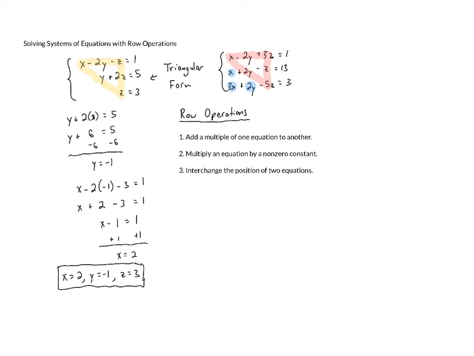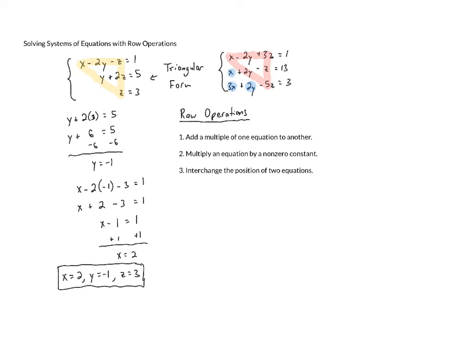The first row operation that we're allowed to do is we're allowed to add a multiple of one equation to another. This should look somewhat familiar from elimination. Remember that we could multiply an equation by some constant and then add it to another one. Here, that's exactly what we're doing. We can add a multiple of one equation to another. And we could just add one equation to another without doing any multiplying. But this tells us that we can add any multiple of one equation to another.